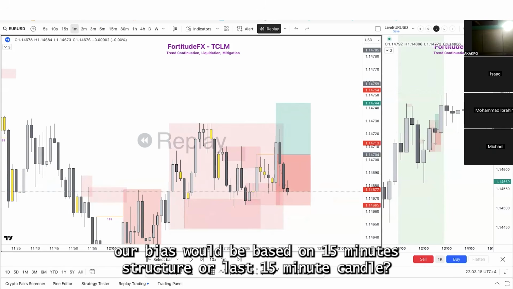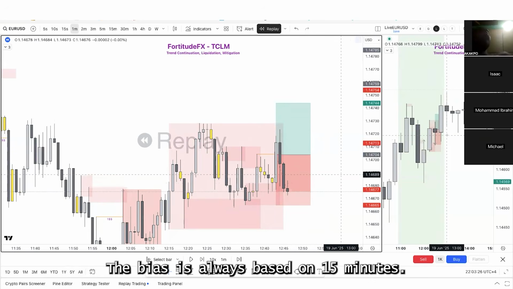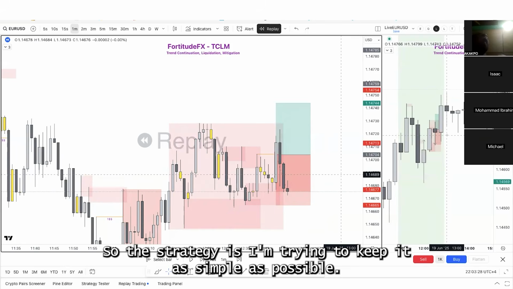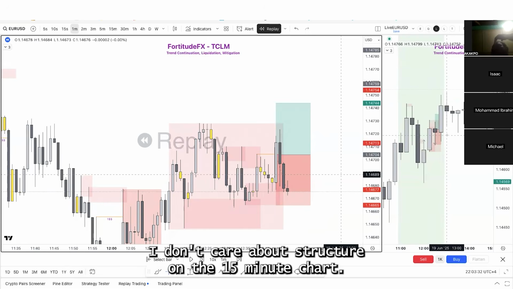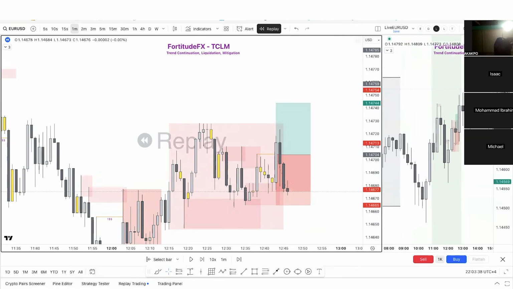So the question is, would our bias be based on 15-minute structure or the last 15-minute candle? The bias is always based on 15 minutes. So the strategy is, I'm trying to keep it as simple as possible. I don't care about structure on the 15-minute chart. Okay, if you care about structure, look at this.